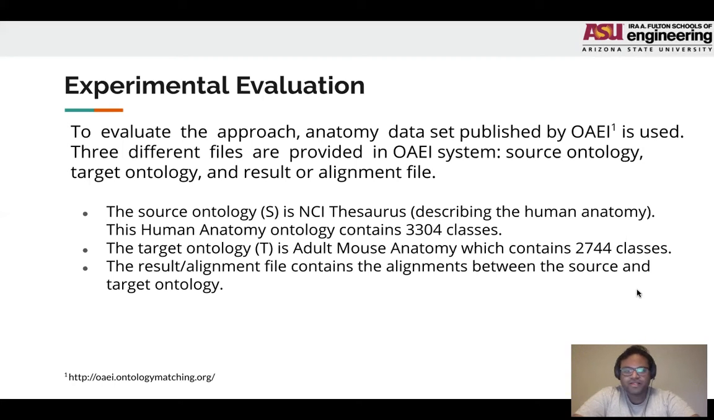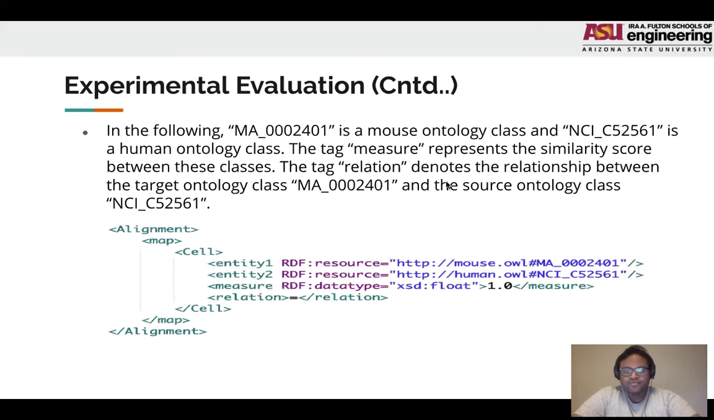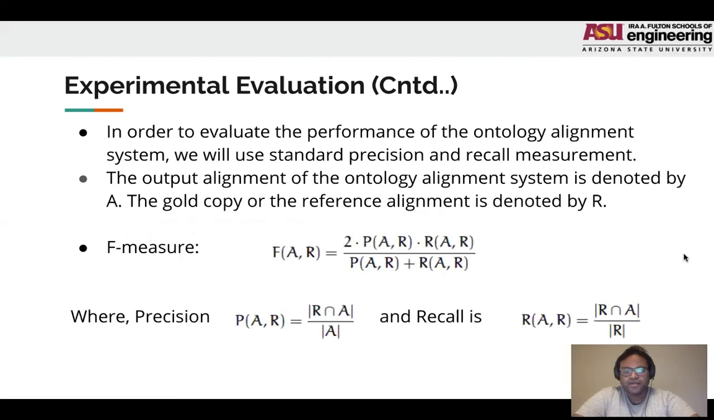Now, the dataset that we tested on. We have worked with the anatomy dataset that is provided at the OAEI ontology website. This is the reference file or output, where entity one is from the target ontology, which is mouse, and entity two is from the human ontology. So it is saying that this particular entity is similar to NCI, which is from the human ontology.